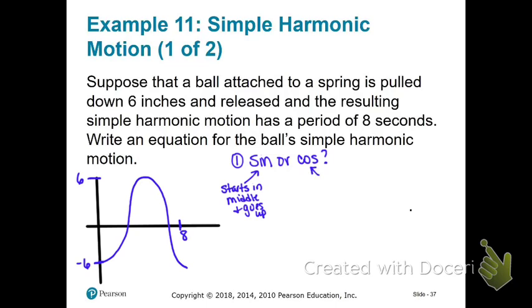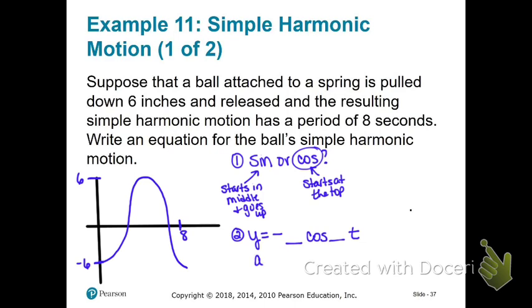For cosine, it starts at the top. If you look at this graph, it doesn't start at the top, it starts at the bottom. So what would make it start at the bottom? A negative cosine. So we're actually going to use cosine, we're just going to make it negative. So we know our equation is going to be y equals negative some value a cosine some value omega, and then our t.